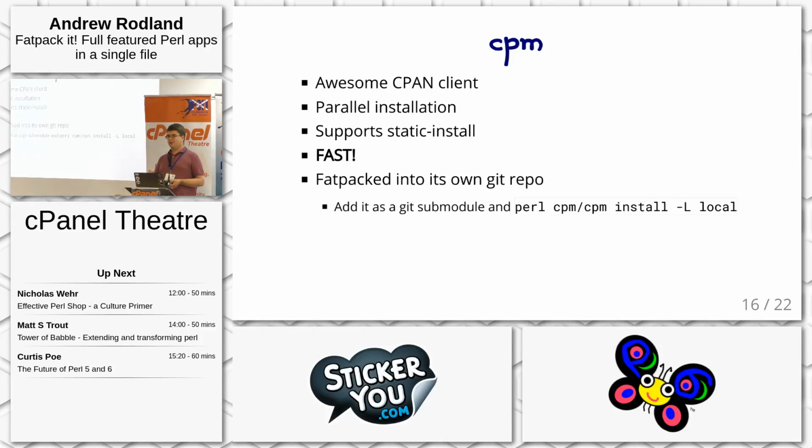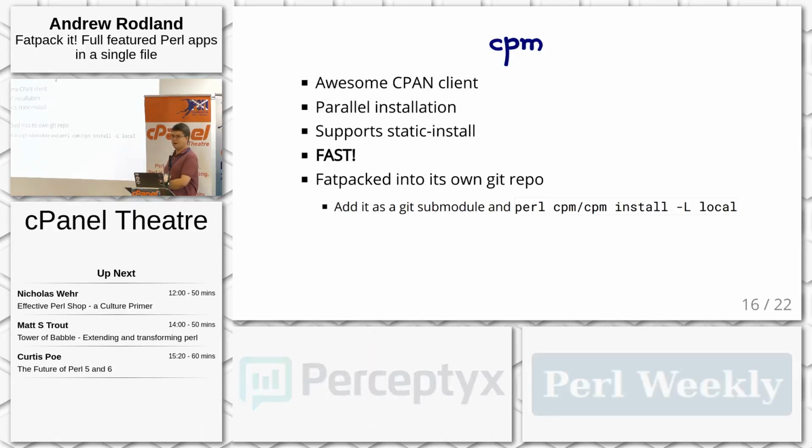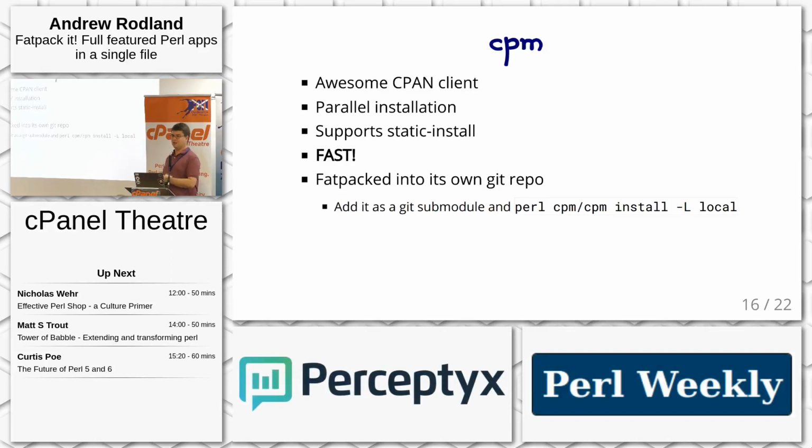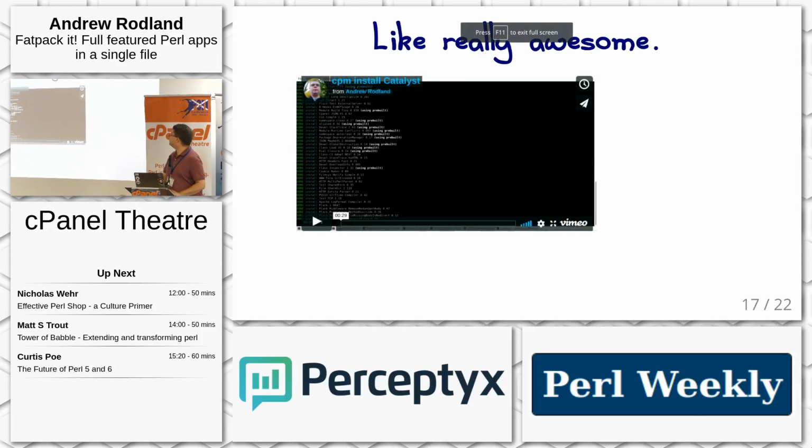And it is distributed as a Git repo, with cpm, the binary, as a fatpacked binary in its own Git repo. All you have to do is pull it, and you always have the latest version. If your thing is a Git module, you can add cpm as a Git submodule, and then if you do git submodule update, that is all you need to do to install all of the dependencies. If you've written a cpanfile, all you need to do is git submodule update, run perl cpm install, and all of your stuff is there. And that's really pretty awesome. Like, really pretty awesome. Hang on.